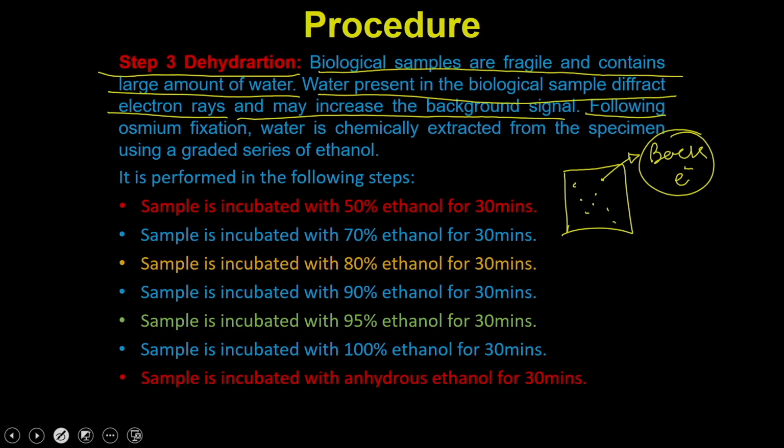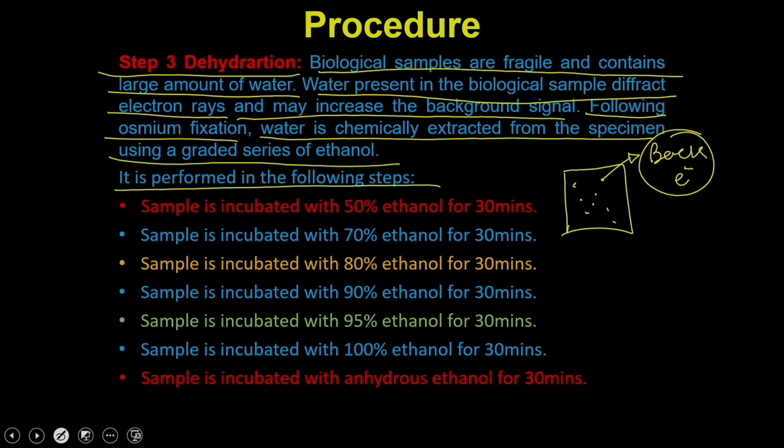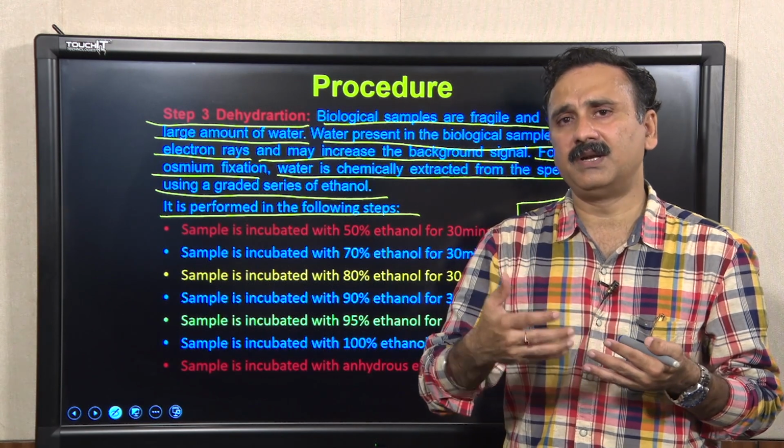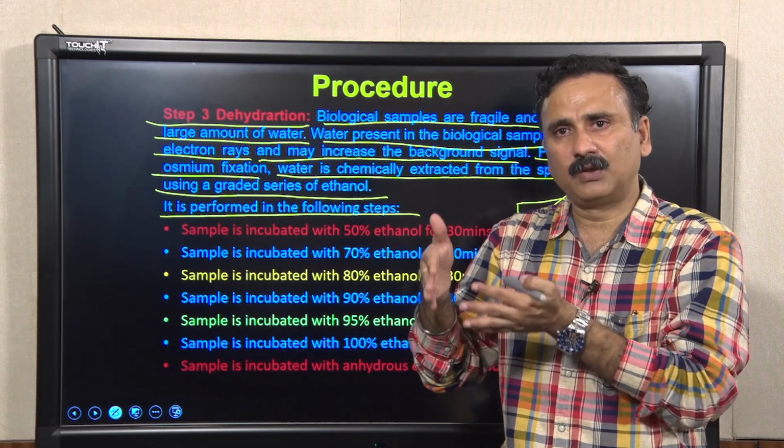So, following osmium oxide fixation, the water is chemically extracted from the sample using a graded series of ethanol. It is performed in the following steps. You are simply soaking the sample in different concentrations of alcohol, and you know that alcohol is hygroscopic in nature. So it is going to start sucking the water, but you cannot do the dehydration abruptly. You have to do the dehydration in very slow increments.